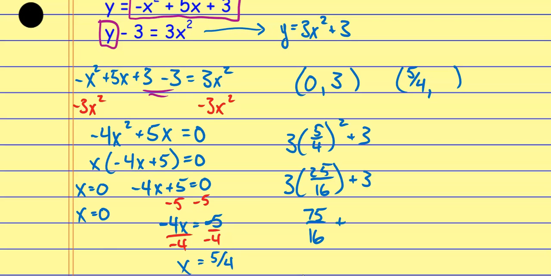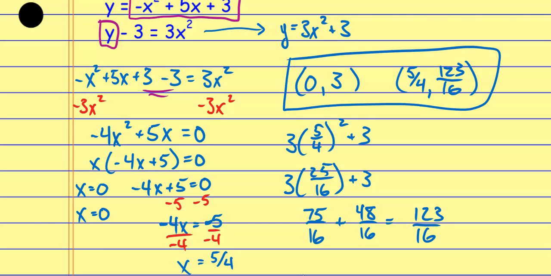I need common denominators. This is going to be a 48/16. And now I can add those guys up, and that gives me the 123/16. Okay? And since I left the x value as an improper fraction, I'm going to go ahead and leave this guy as an improper fraction. Let me scoot this guy over a little bit, give myself a little space. That's it. I get 2 separate distinct ordered pairs. Okay? And yeah, the second one wasn't pretty, but sometimes that's the kind of numbers we get.